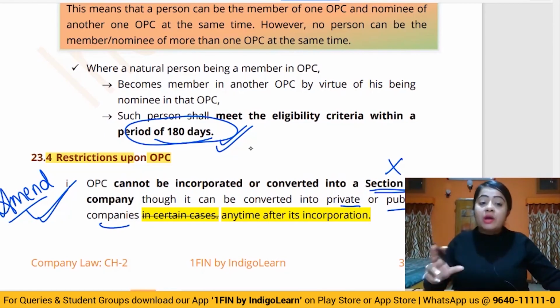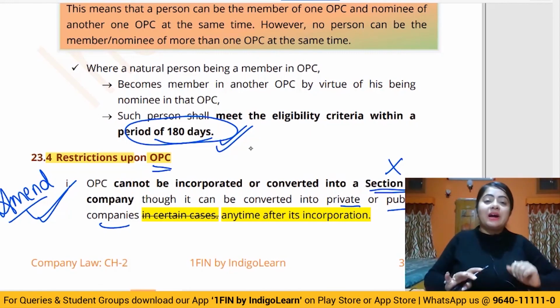Okay, another requirement previously was mandatory conversion. If the turnover of the company or the paid up share capital of the company was beyond a certain limit, then compulsorily that one person company had to convert itself to a private or public company. Now again, there is no such requirement, right? So now it is up to the one person company. They can decide whenever they want to convert into a private company or public company. They can continue to be a one person company also.